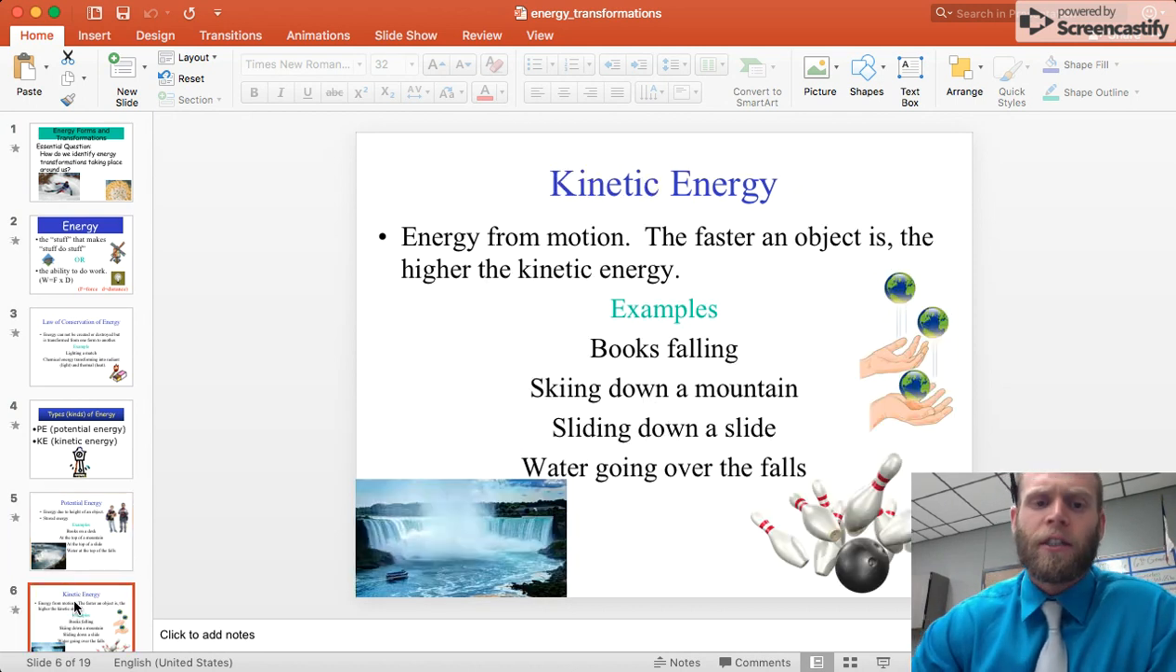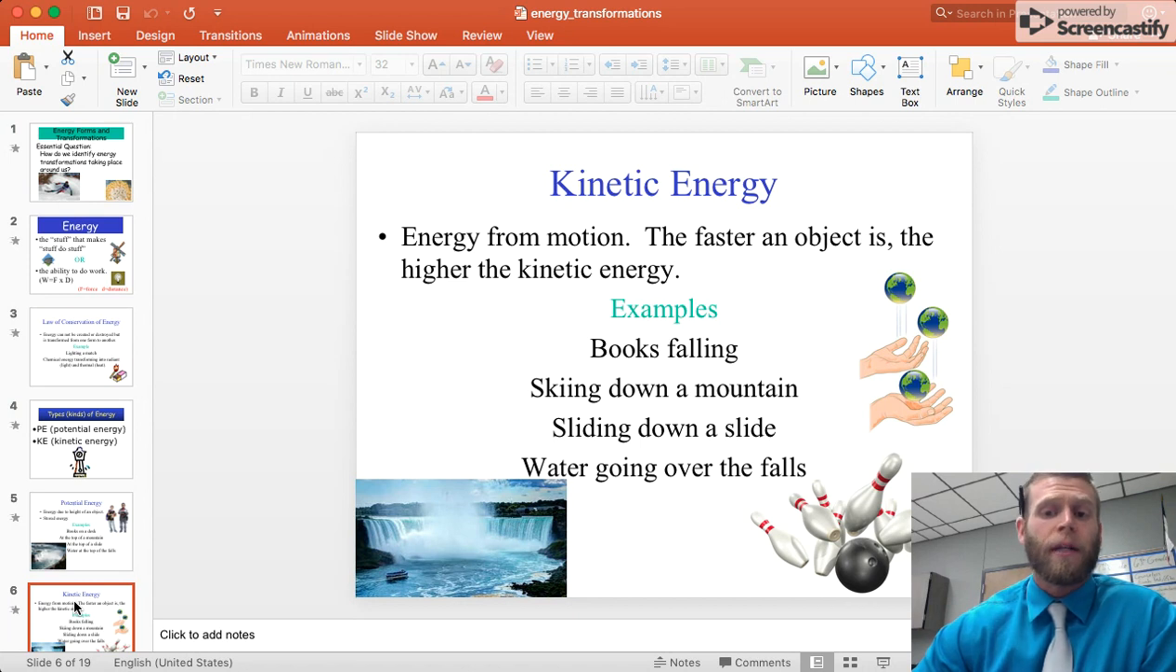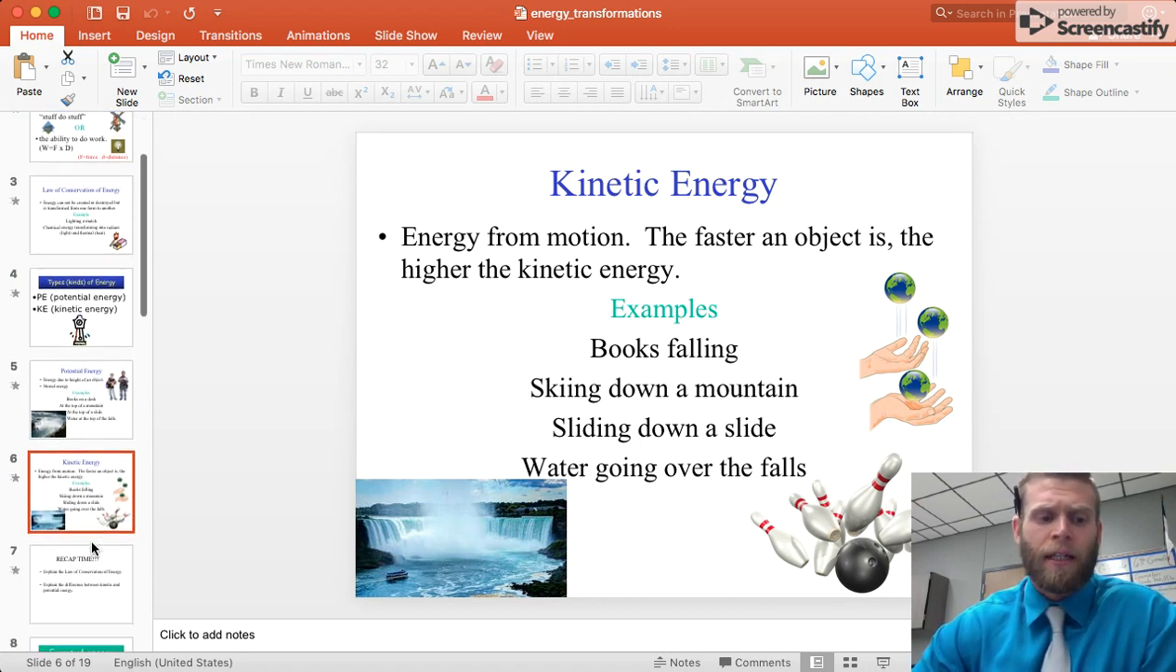And then kinetic energy is the energy from motion. The faster an object is, the higher its kinetic energy. So books falling, a roller coaster going at the bottom of the hill when it's going really fast, sliding down a slide, etc.